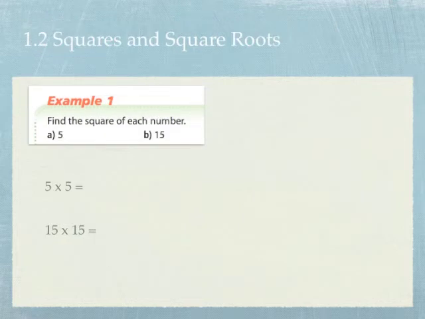Okay, so just on to 1.2 of squares and square roots. So if we look at example 1, what it asks us to do is to find the square of each number. Now don't get confused, grade 8s. It's not asking us to find the square root, but the square of each number. So what this means is you'll take the number and you'll multiply it by itself. So for example 1a, we're going to go 5 times 5, which equals 25. And for b, 15 times 15, which equals 225.